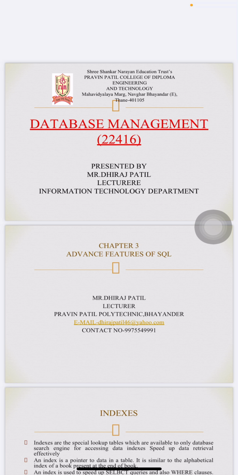Our third chapter is Advanced Features of SQL. First part, we are seeing about the view: virtual table, creating view, deleting view, update view. After that, second part, we are seeing about the sequence: how to create sequence, dropping sequence, after that altering sequence.